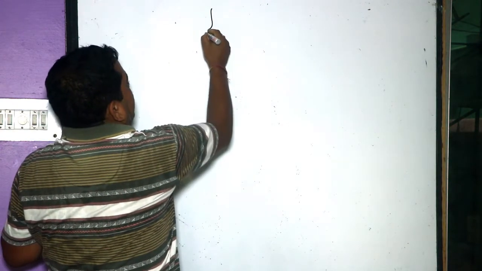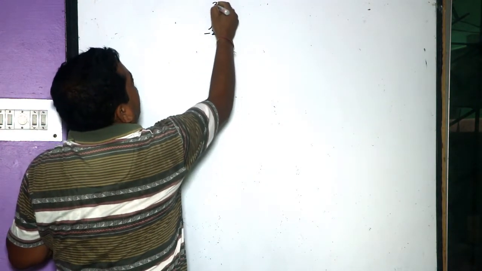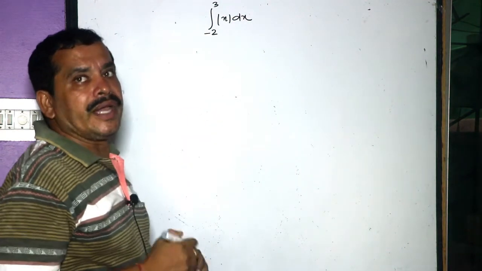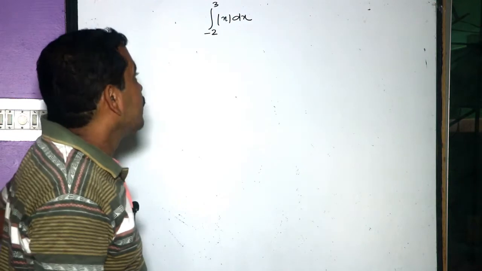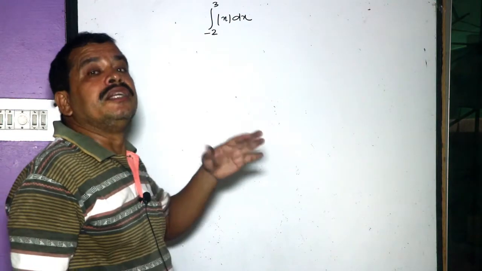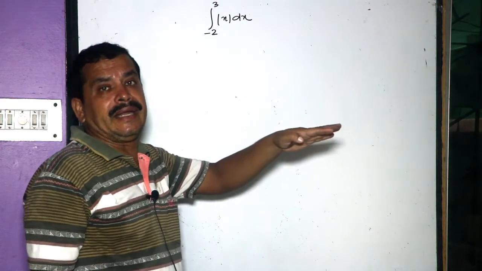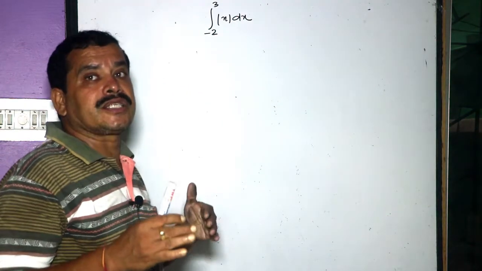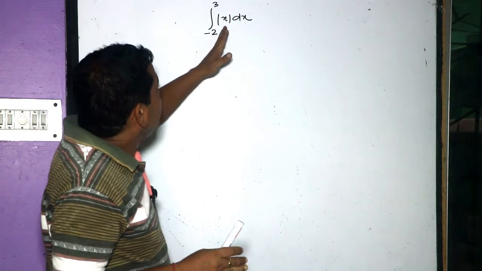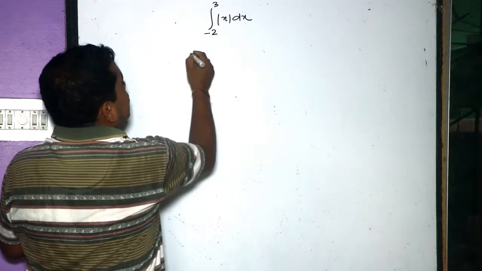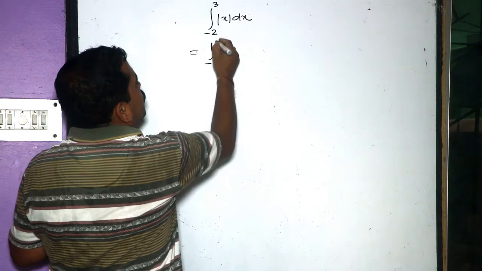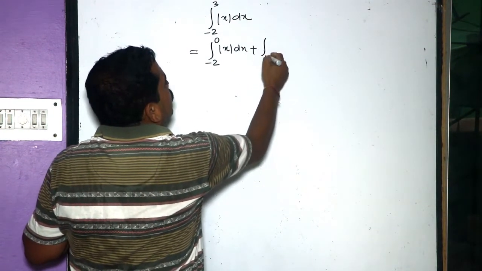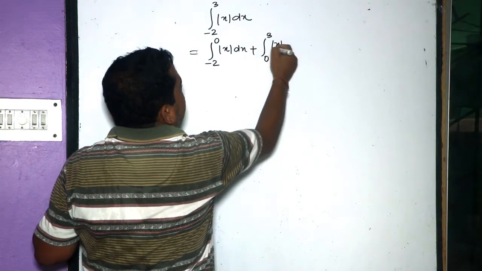Suppose the integration is ∫ from -2 to 3 of |x| dx. How can we evaluate this definite integration? We cannot differentiate or integrate |x| directly. We have to first divide the interval into two parts: ∫ from -2 to 0 of |x| dx plus ∫ from 0 to 3 of |x| dx.